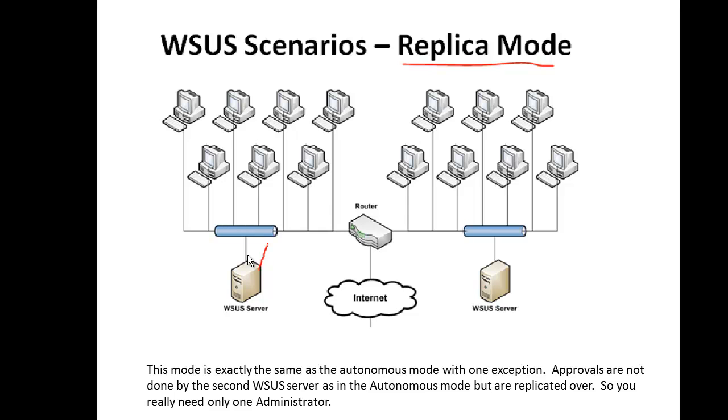So the server on the left will get the updates from the internet, from the WSUS server on the internet, and the administrator on that network, the network to the left, will approve those updates. So the approvals and the updates are then replicated over to the second WSUS server so that you really need only one administrator. And that one administrator lives on the WSUS server on the left-hand side of the screen.